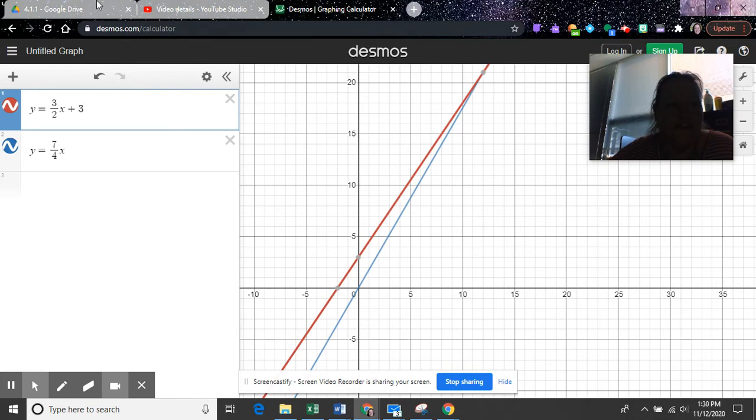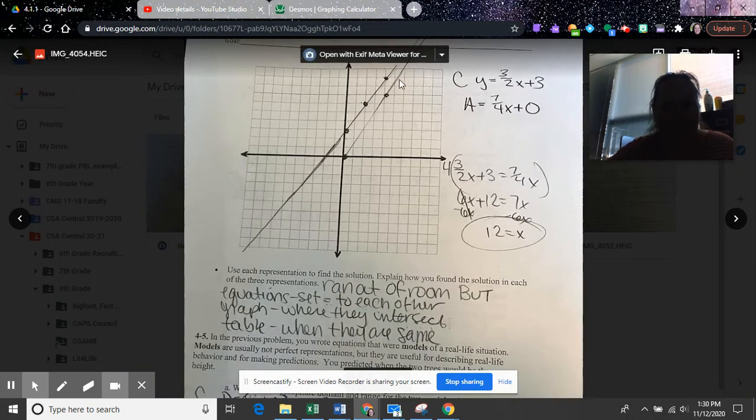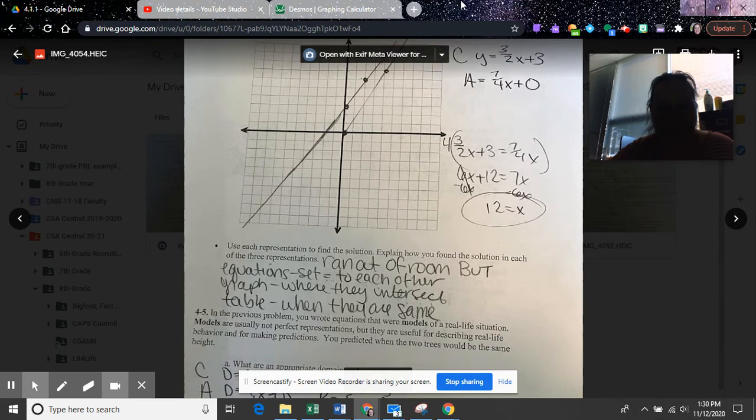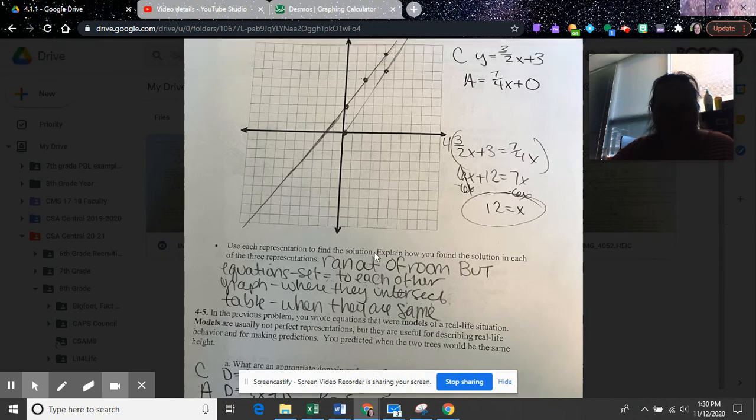That'll show you where they're intersecting. But it's okay if your graph runs off the page as well. That's totally fine with me. Then use each representation to find the solution. Explain how you found the solution in each of the 3 representations. I ran out of room, but with the graph, it's where they intersect. And in the table, if we had continued on the other page, they would have had the same number when we got to year 12.